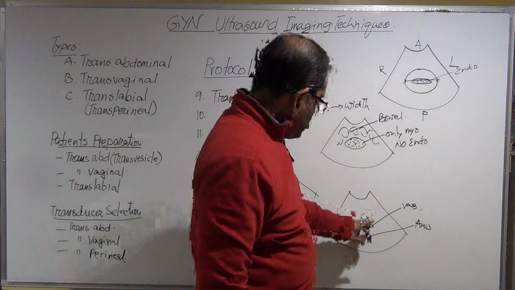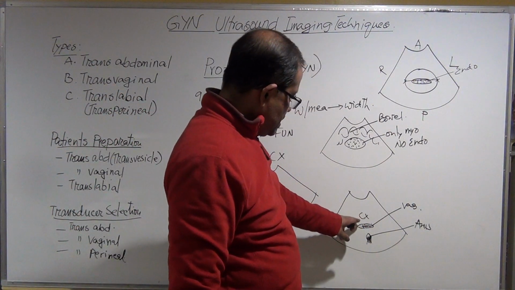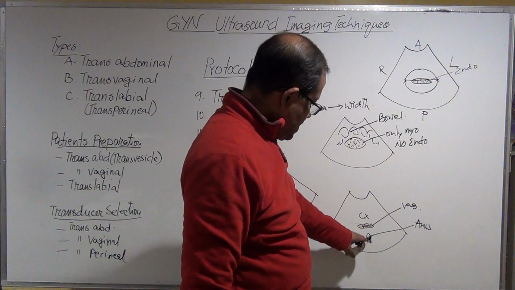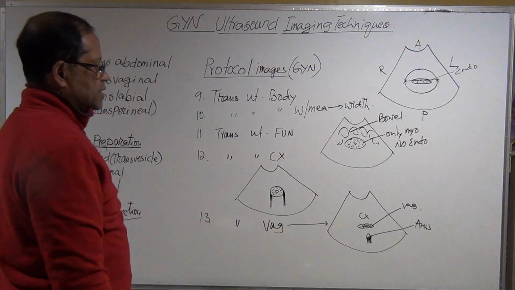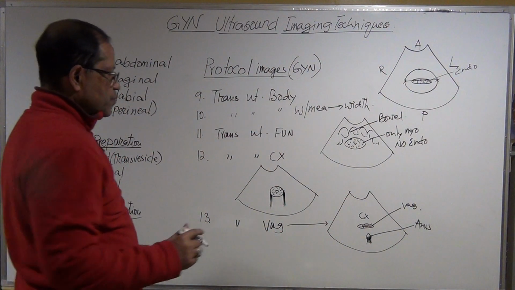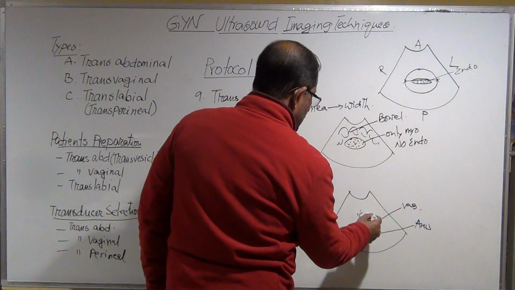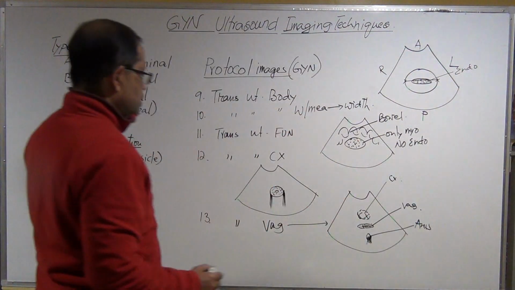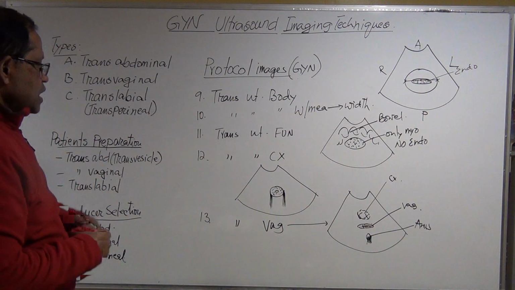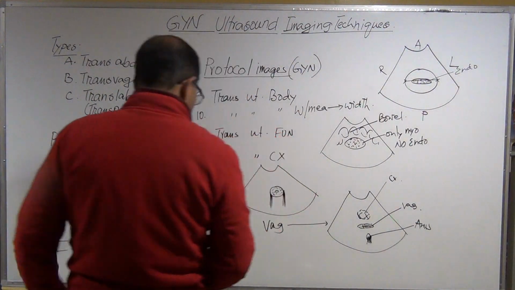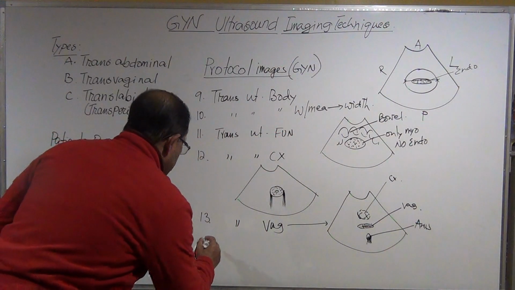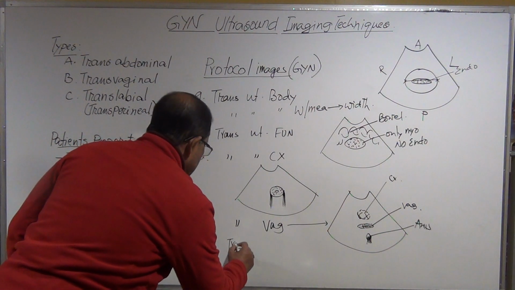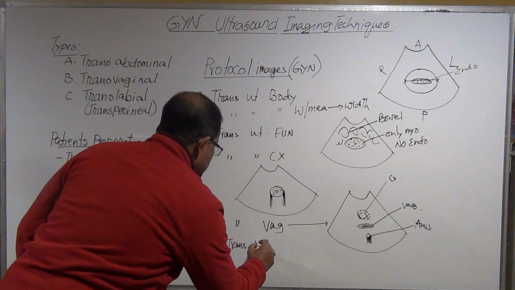So now you need to know the anatomical relationship. So posterior to the cervix, this is the vagina. Posterior to the vagina, this is the anus. Okay, so you will know the relationship. And we also take another picture. I call it transverse false pelvis.